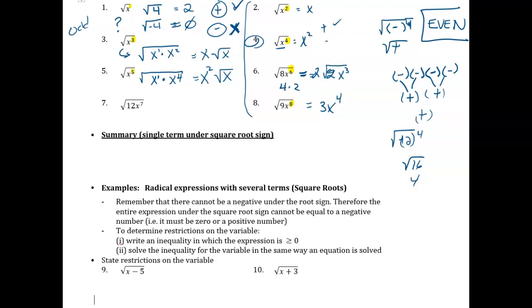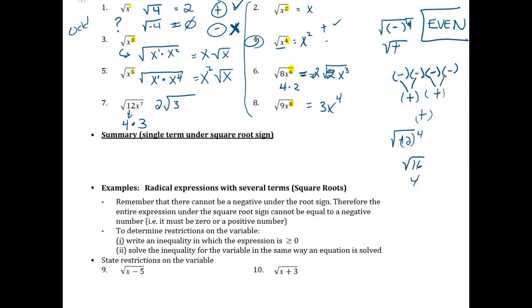And here, let's deal with 12. 12 should be quick for you folks now. 12 is 4 times 3. Square root of 4 is 2, and you're left with a 3 on the inside. Then you have x to the 7.